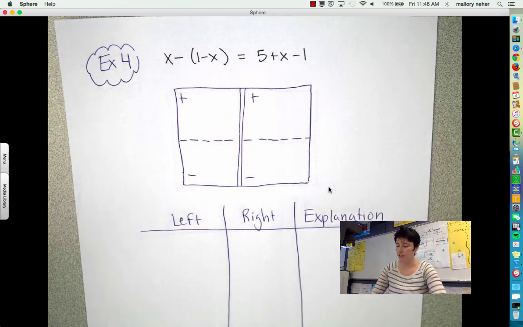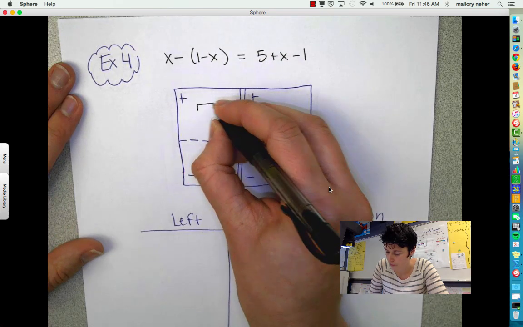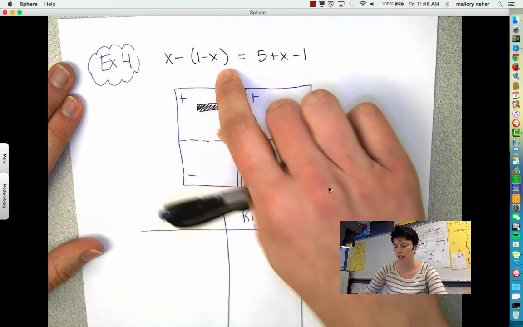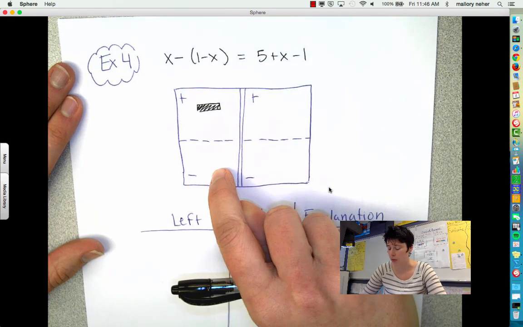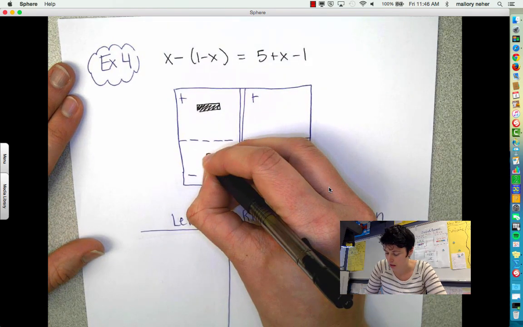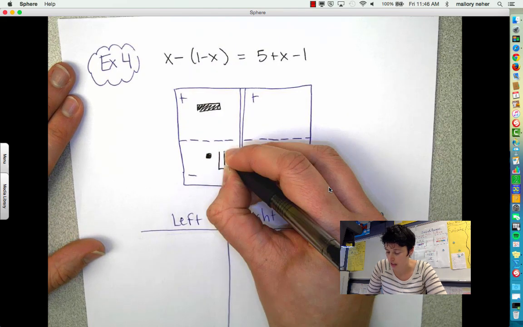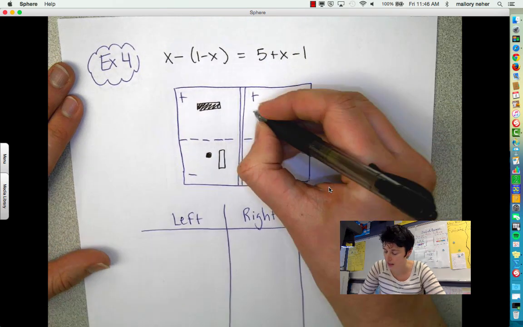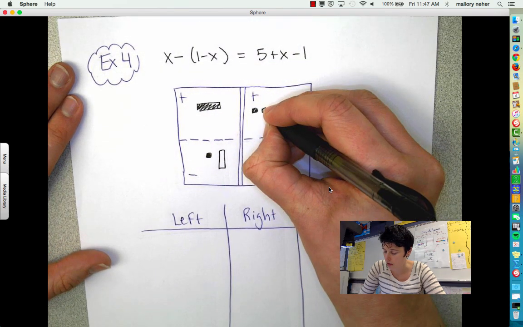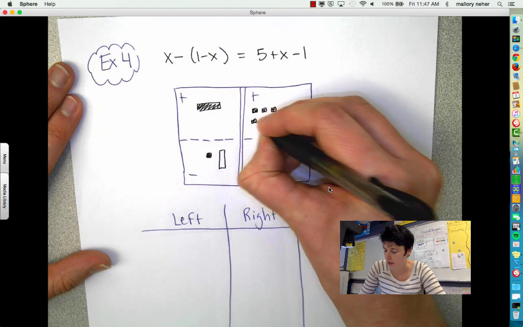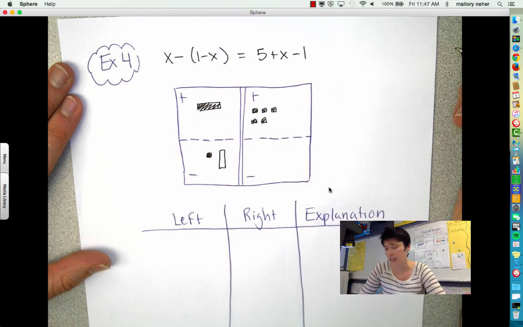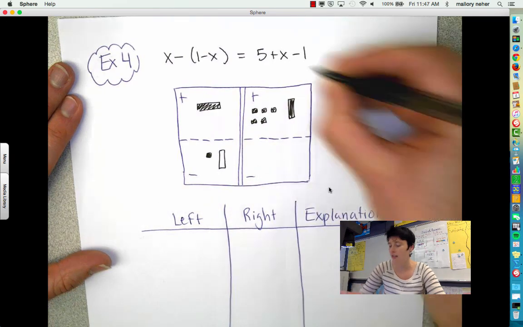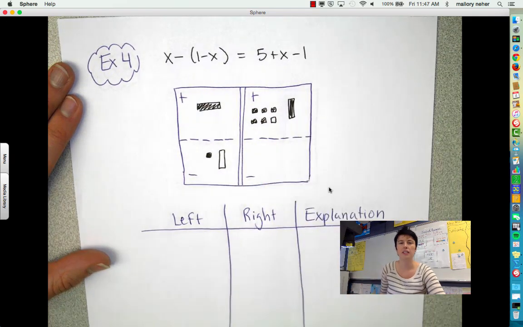So I'm going to draw it out first. X is going to go on top, and it's a positive x. Then I have this minus parentheses, so that's going to go down in the negative box. And it's a 1 minus x, so 1 unit and a minus x, a negative x. And then on the right side, I have 5 plus x, so that's 5 units. 1, 2, 3, 4, 5. And I have a plus x, so okay, it's positive x right there. And I have a minus 1, so okay, negative 1 right there.